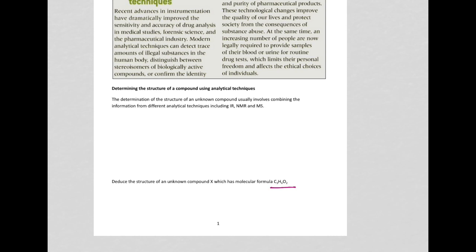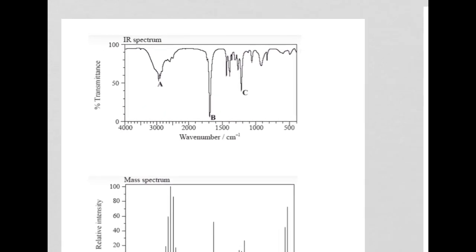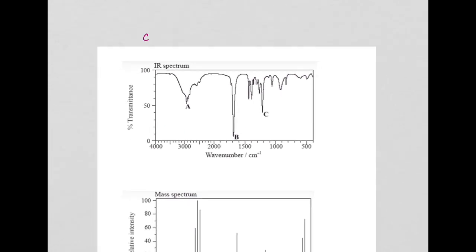So we're given these three spectra. Let's look at the IR. So it is C3H6O2. From the formula itself, we can see that there's O2 here, so probably it's an ester. So we would be looking at this or this.